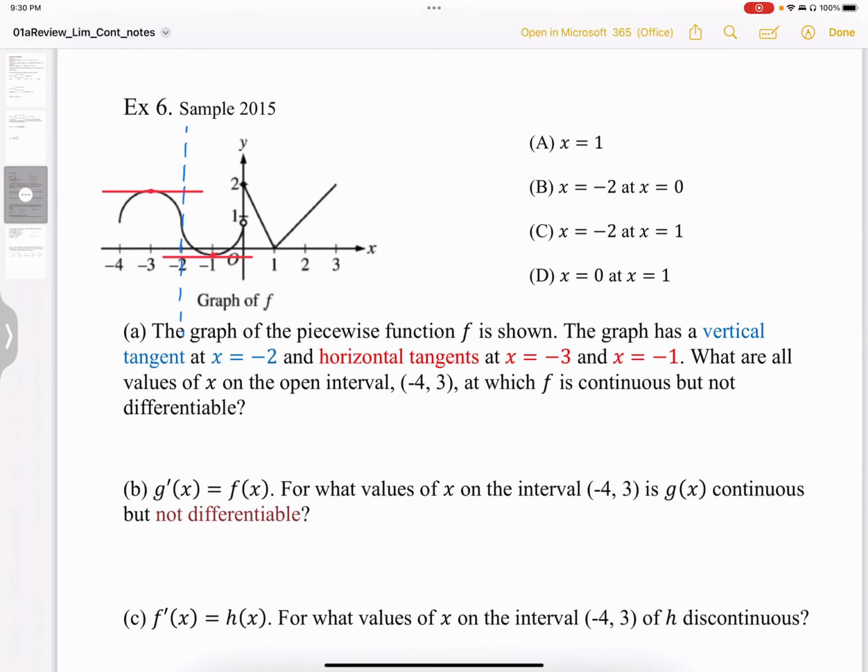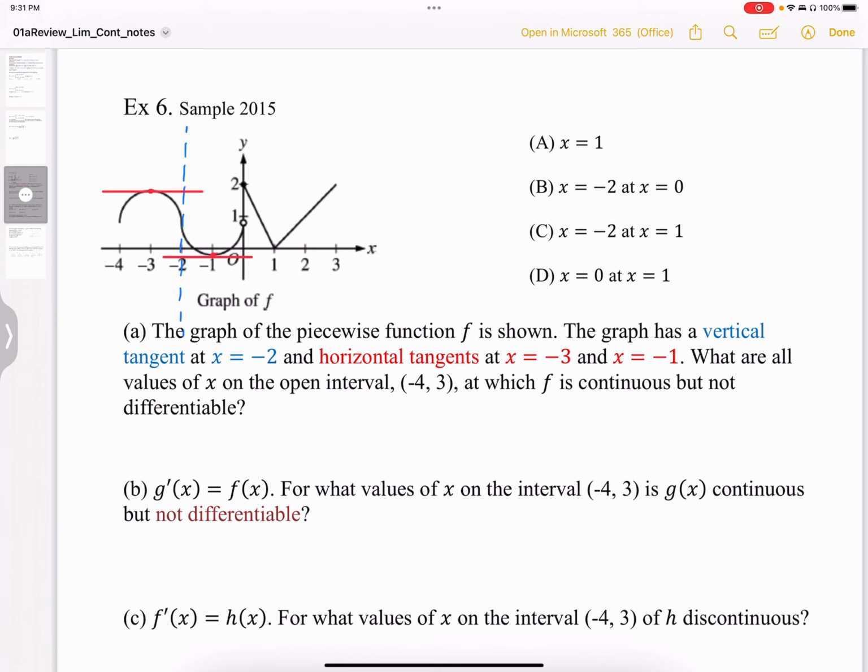Example 6 is a question from the sample exam from 2015, and it gives us a piecewise function. We have two semicircles and two straight lines, and it looks like it's discontinuous at 0 and has a kink at 1. Although it's discontinuous at 0, there is a point defined at 0. It's (0, 2).